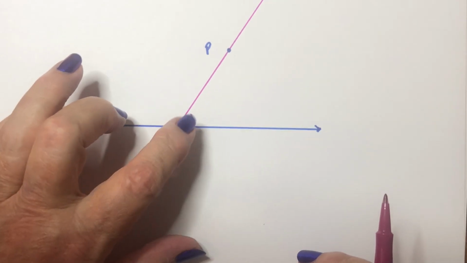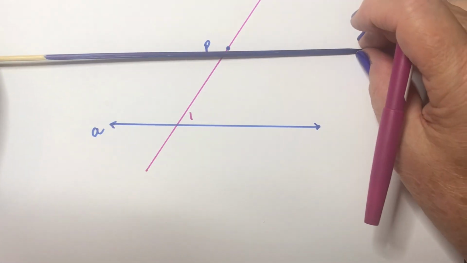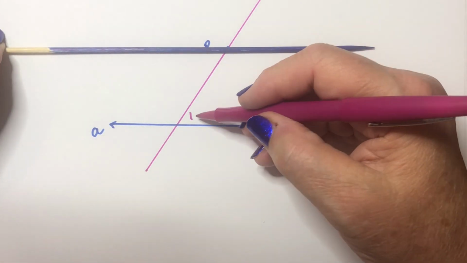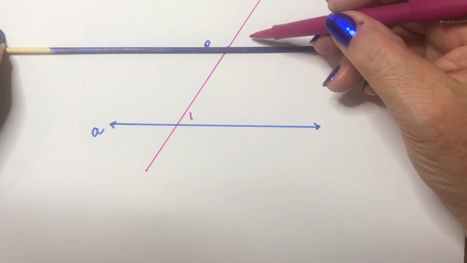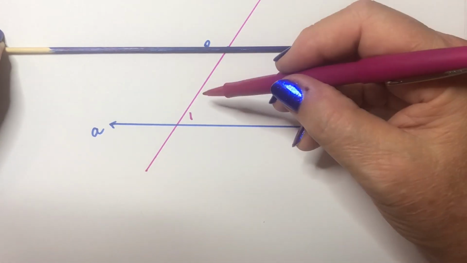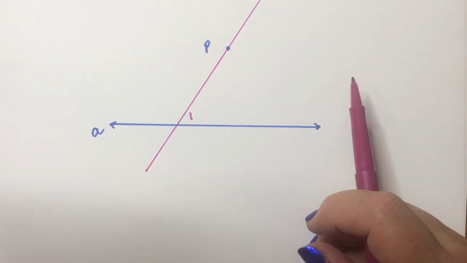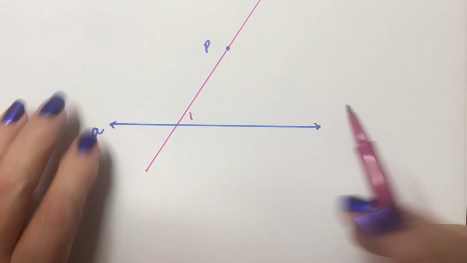Angle 1 is what I'm going to copy, and I'm going to copy it up here, meaning I'm eventually going to have a line here where this angle, angle 1, and this angle, which I'm going to be calling angle 2, are congruent. And if those two angles are congruent, then these two lines must be parallel. So how do I do that? It's a copy angle.